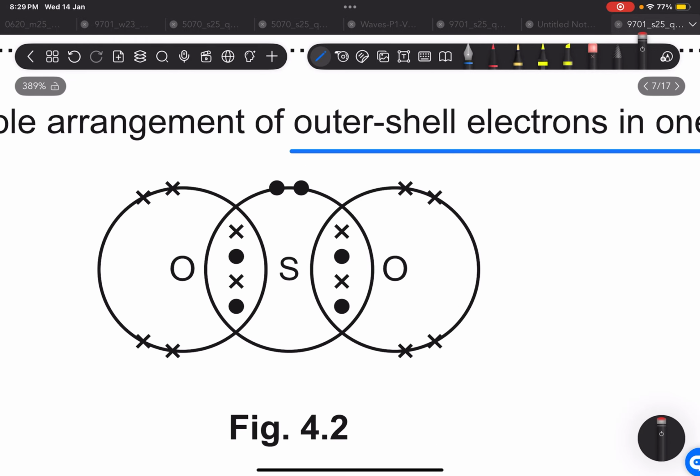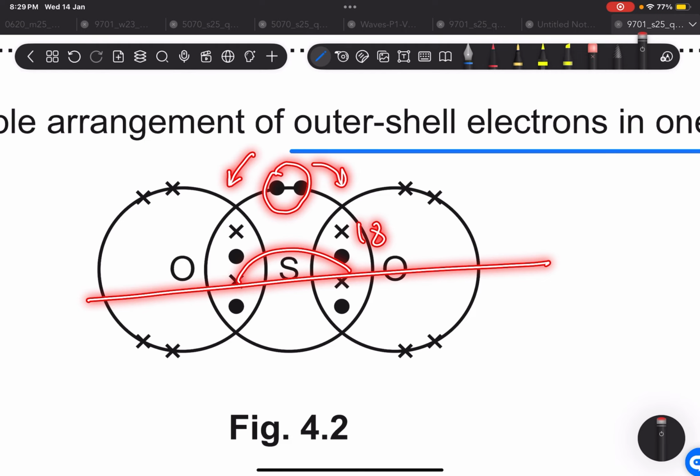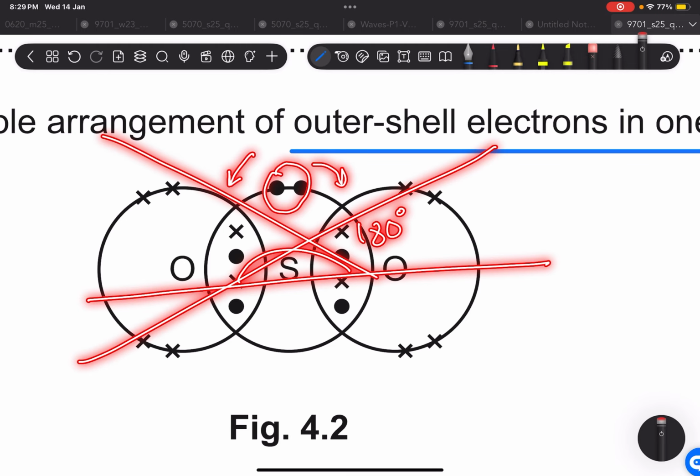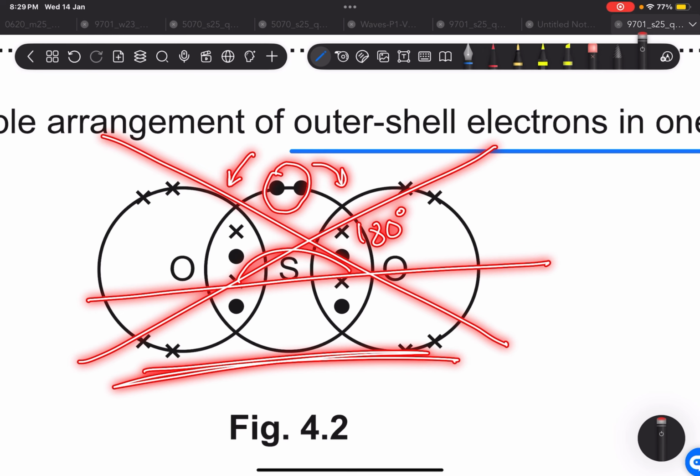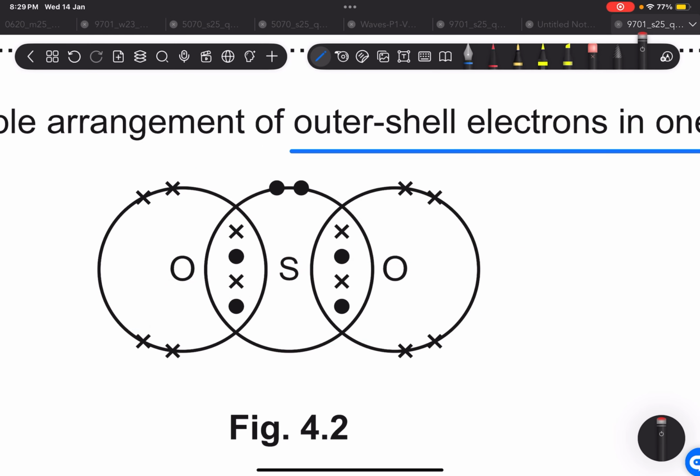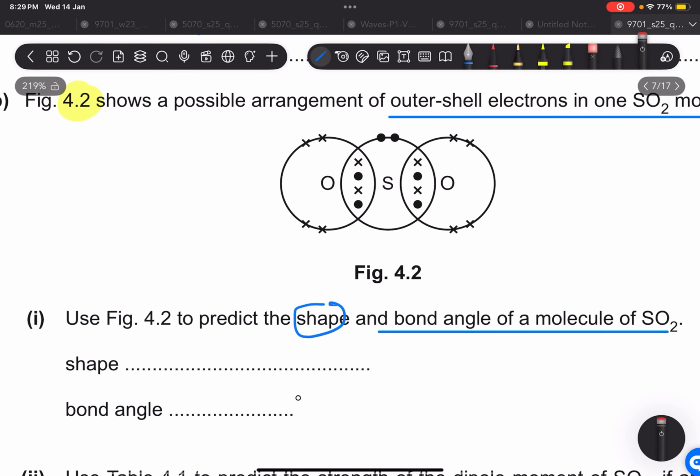Why? Because this lone pair that's sitting on top is pressing down on this and this. So this is not an exact 180-degree bond angle. This is not 180 degrees. That's probably going to be less than 120. Okay, this is less than 120. So first thing I'm going to write: it's non-linear.